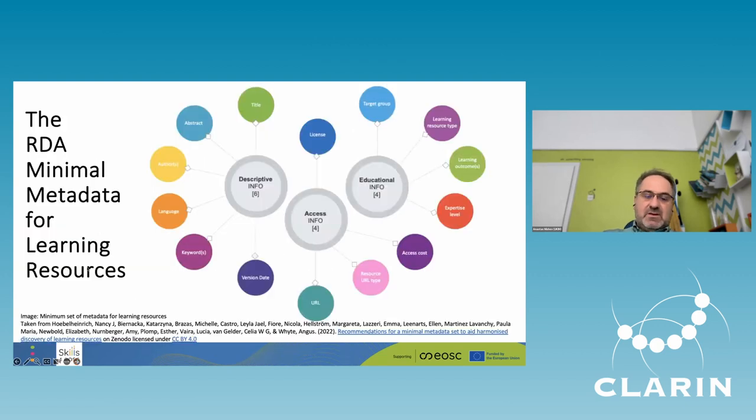The metadata, as we already mentioned, uses the RDA minimal metadata for learning resources. The RDA has a special interest group that has worked on this matter and developed this set of required metadata for the learning resources. They are divided into three groups: the descriptive ones, there are six of them, the access fields, and the educational fields.